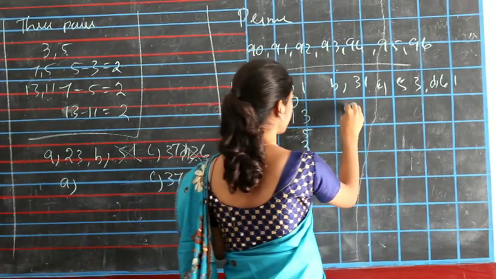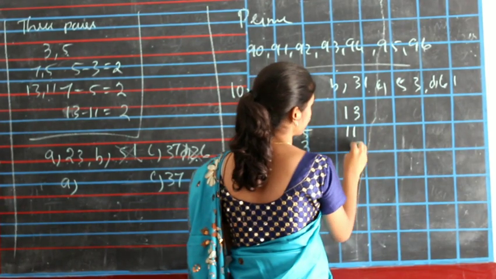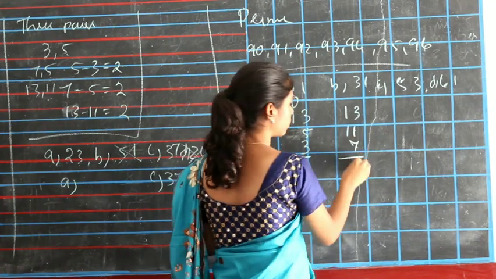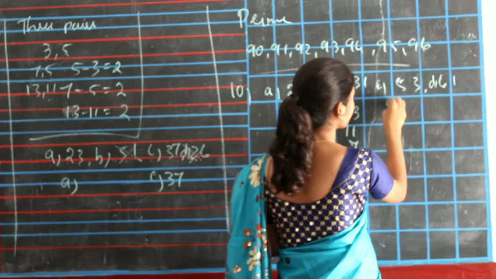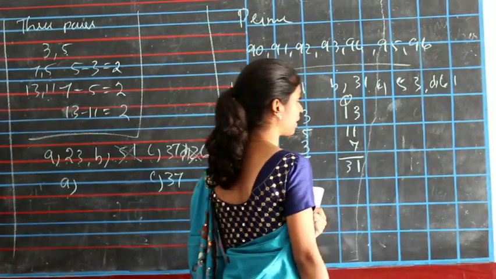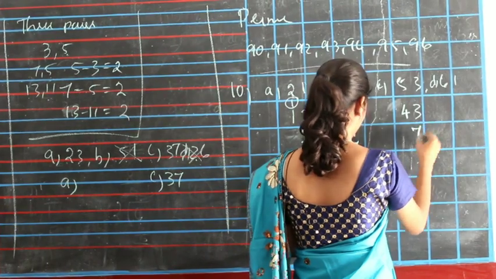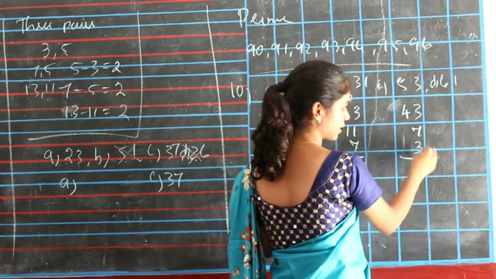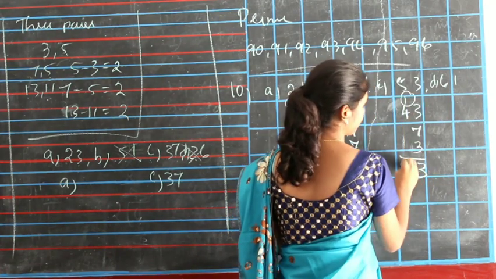Next, 31. You can write it as 13 plus 11 plus 7. So 3 plus 7 will be 10, 10 plus 1 is 11, 1 remains 1, and 31. Next, 53. 53 can be written as 43, 7 and 3. So 3 plus 7 will be 10, 10 plus 3 will be 13, 13 plus 4 makes 5.